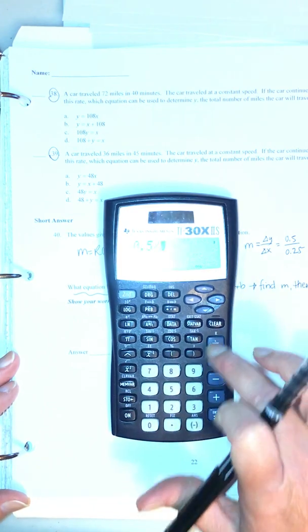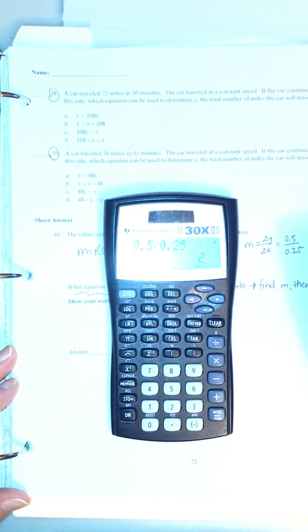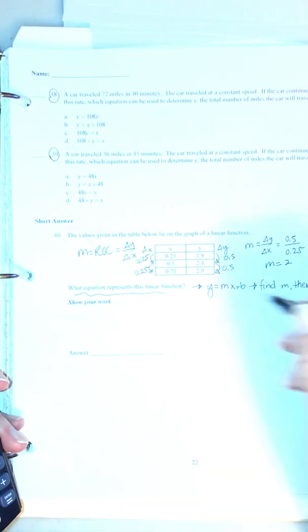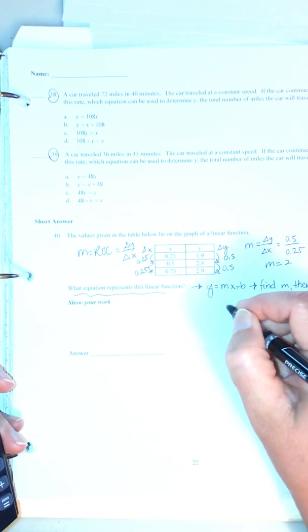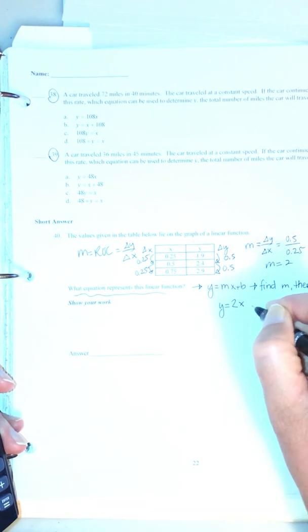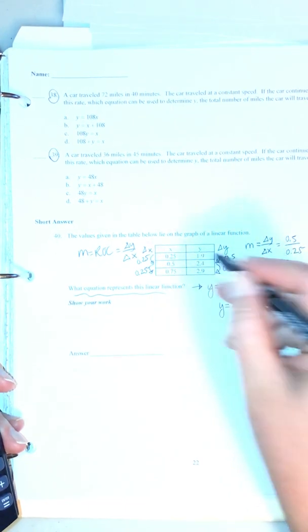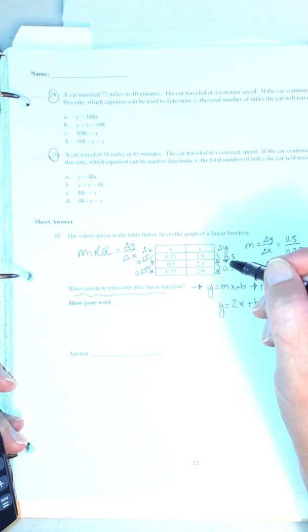So 0.5 divided by 0.25 is 2. So I know that m equals 2. All right, so I'm halfway there. I've got my m. Now I'm going to have to find b. All right, so y equals 2x plus b. Again, I have several ordered pairs to choose from. Okay, it does not matter which one I choose.